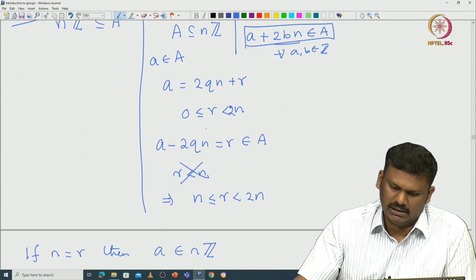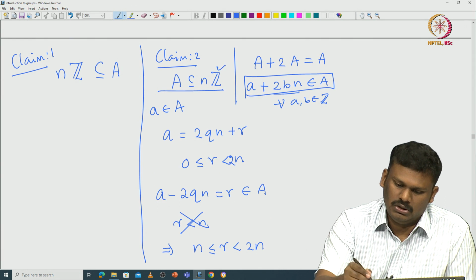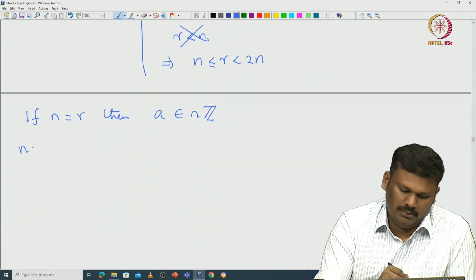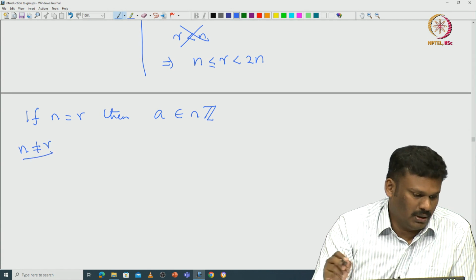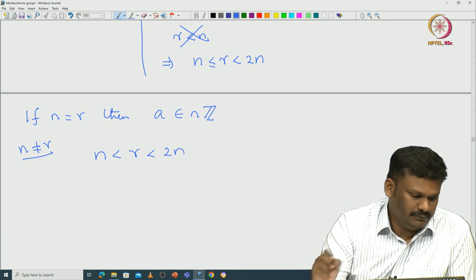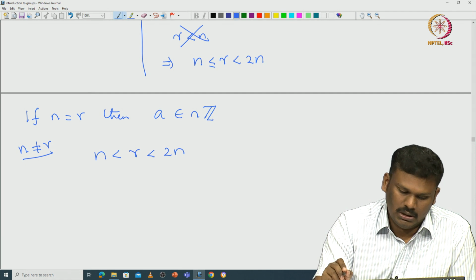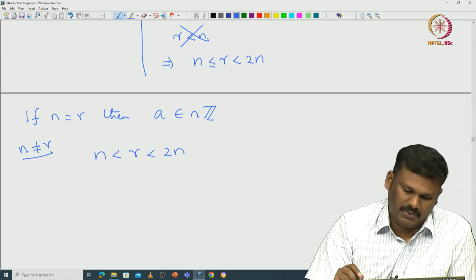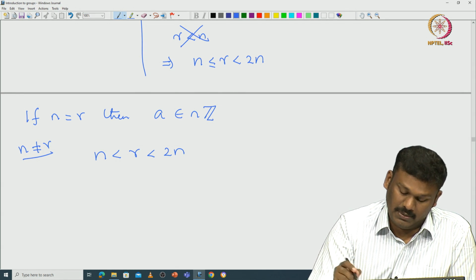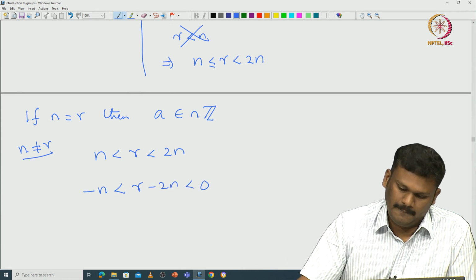So, that is the case that we want to claim. So, that will be done. But n may not be equal to r, then let us see what happens in that case. Then n becomes greater than r and less than 2n. Okay. So, then if you just subtract by minus 2n, then what do you get? You get minus n less than r minus 2n less than 0.